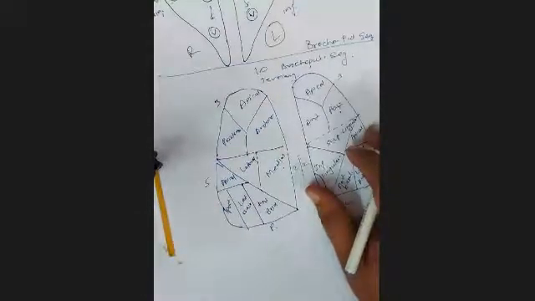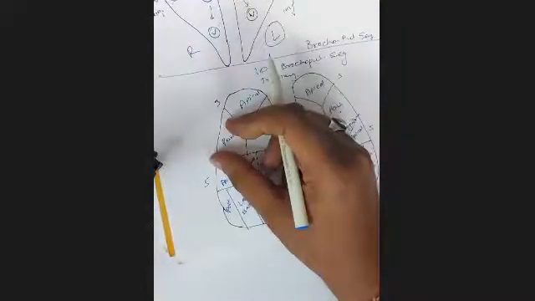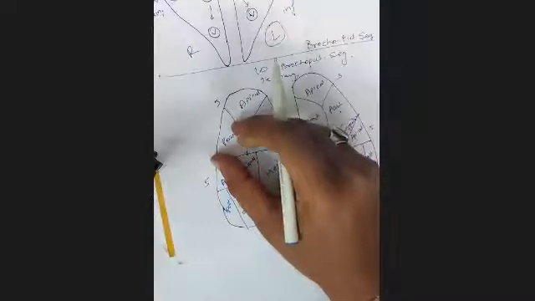So now what we do is segmental resection. Suppose the posterior bronchopulmonary segment of the upper lobe is infected, we'll just remove that much part. So that is called segmental resection.